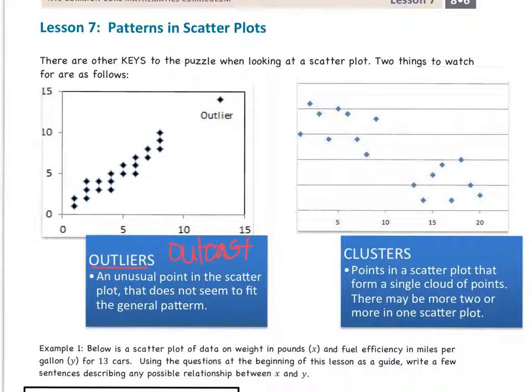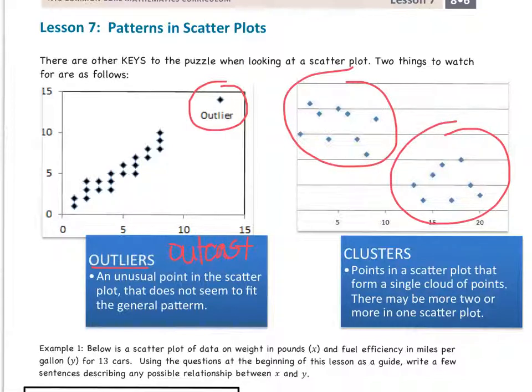If you look at the graph above, notice this cluster of points, and this point all by itself doesn't fit the pattern. Another term we're going to talk about is clusters. These are points in a scatter plot that form a single cloud of points. There may be two or more in one scatter plot. Notice in this scatter plot how there's a cluster of points here and a cluster of points here. These outliers and clusters are going to tell you some important information about the scatter plot.